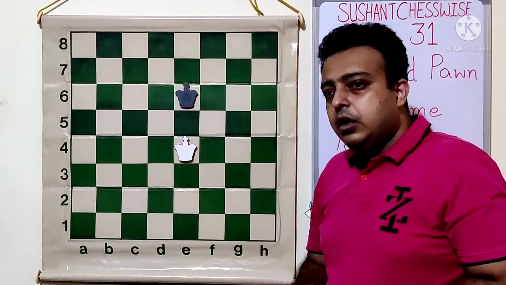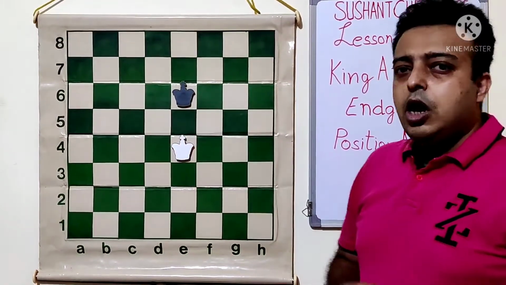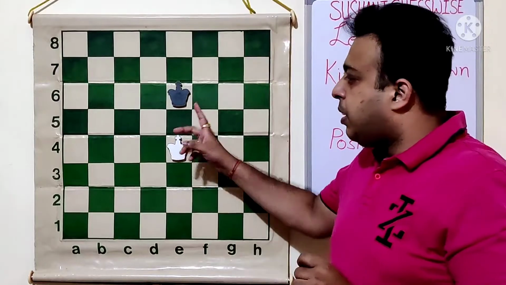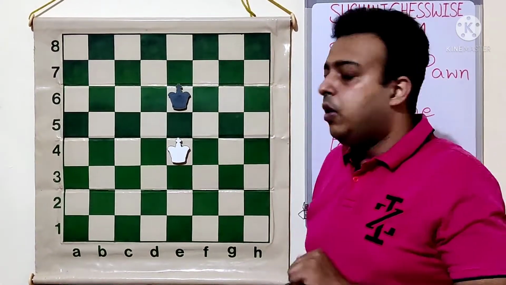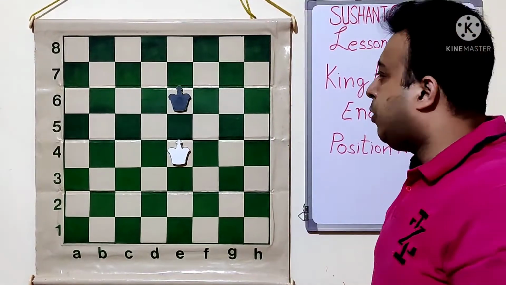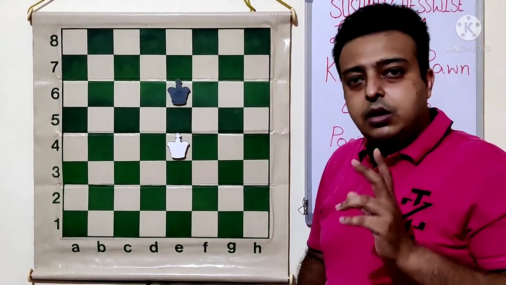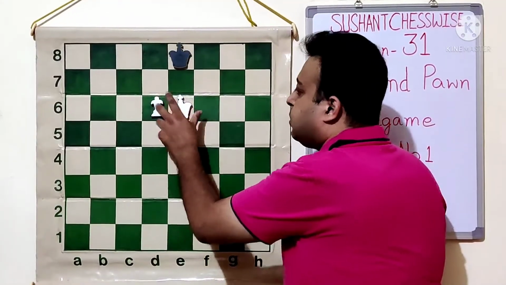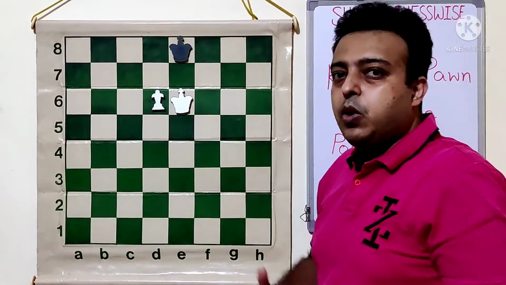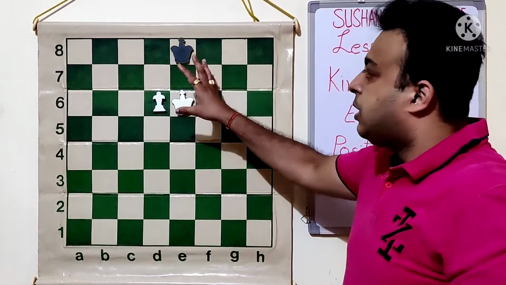Now we will see in these king and pawn endgames how one pawn up can be converted, how white can win with an extra pawn, white or black, whoever can win with an extra pawn. So let's get started with some important theoretical positions. This position we call position number 1. This is the first theoretical position.